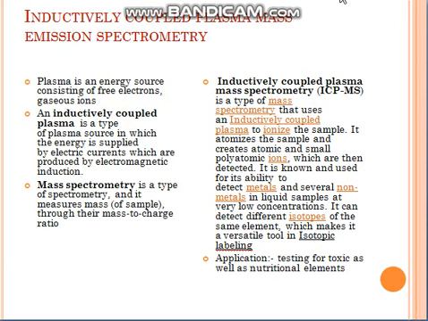It is known as mass spectrometry because in this type of spectrometry, the mass of the sample is measured, that is, quantitative analysis is done. The mass is measured by the mass to charge ratio. This technique involves the detection of ions of metals, non-metals, as well as isotopes, isotopic labeling.